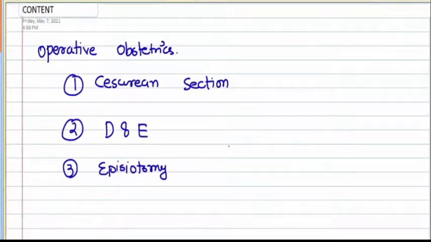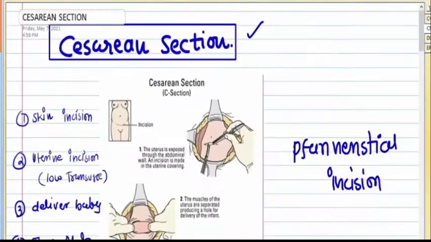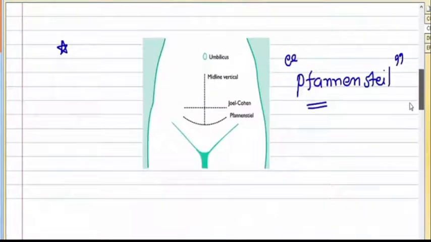Now let's discuss some operative procedures in obstetrics. Three procedures we are going to discuss. The first one is cesarean section, the second is dilatation and evacuation, and the third one is episiotomy. Now let's discuss cesarean section.